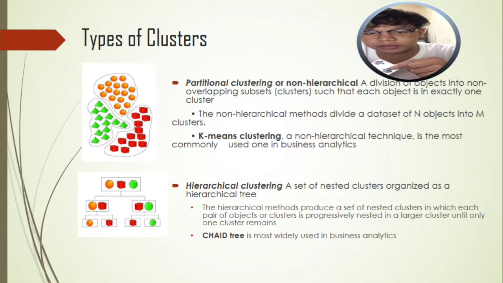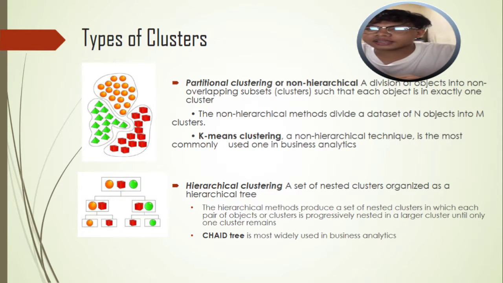So, kunyari, ito naman if green, ika-cluster niya ulit, ito lang siya. Lahat ng green is nandito. So, lahat din naman ng red is nandito. Ganun. So, ganun ang partial clustering, na sineset niya sa kung ano yung magkakasama. So, ayun. So, the non-hierarchical methods divide a dataset of n objects into m clusters.